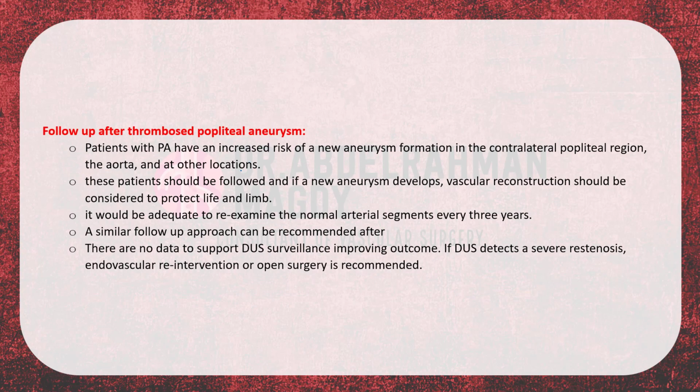Follow-up after the thrombosed popliteal aneurysm. As we said before, patients with popliteal aneurysm have an increased risk of new aneurysm formation in the contralateral popliteal region, the aorta, and at other locations. These patients should be followed, and if a new aneurysm develops, a vascular reconstruction should be considered to protect the life and the limb. It would be adequate to re-examine the normal arterial segments every 3 years.